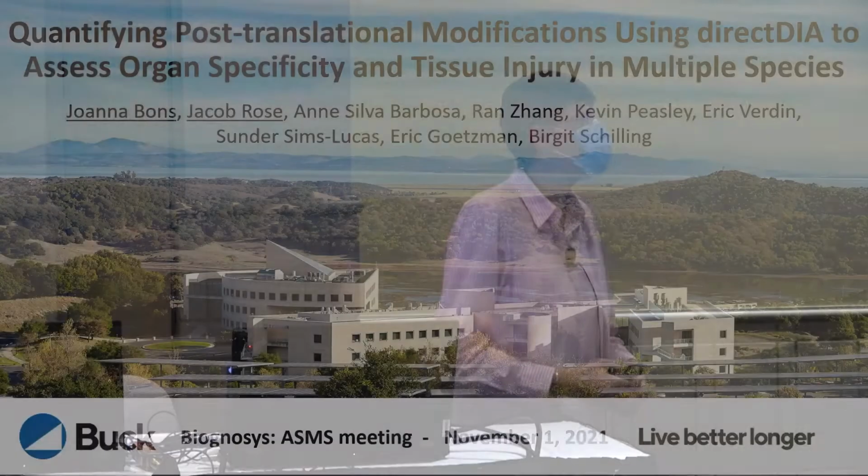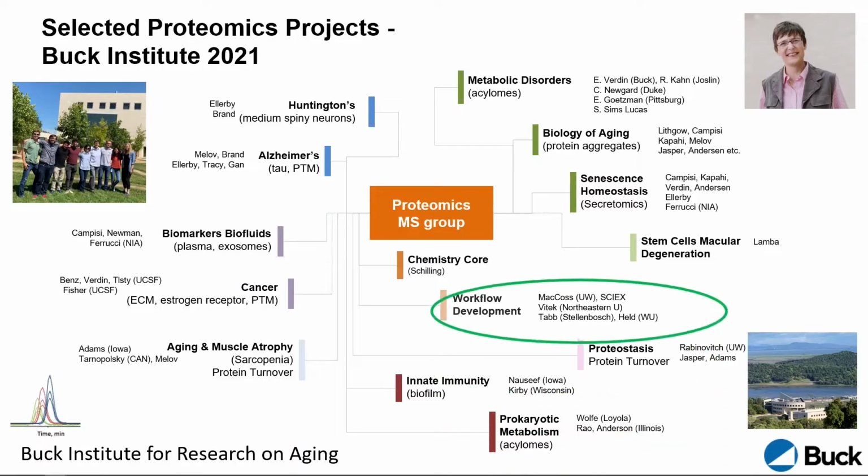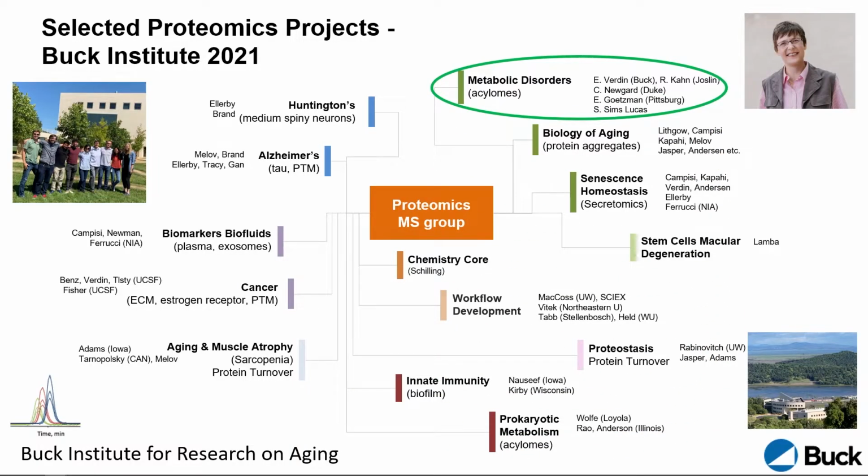As Max said, I have my own lab at the Buck Institute. We're just north of San Francisco, and so there you can see we have a lot of interest in neurodegenerative diseases, but also I'm very involved in biomarker work and sarcopenia, proteostasis, and also biology of aging in general. So today I will talk to you about PTMs in the context of a lot of metabolic disorders.